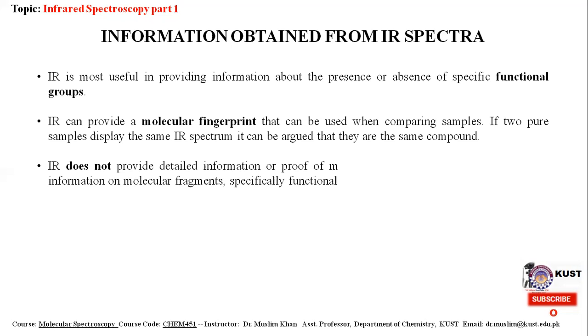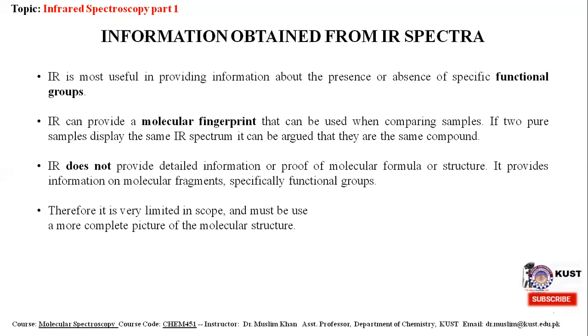IR does not provide detailed information or proof of a molecular formula or structure. It provides information on molecular fragments, specifically functional groups, and is therefore very limited in scope. It must be used in combination with other techniques to provide a more complete picture of the molecular structure. IR gives you one side of the picture, so you have to use it with other techniques to learn about the structure and other properties of a molecule.